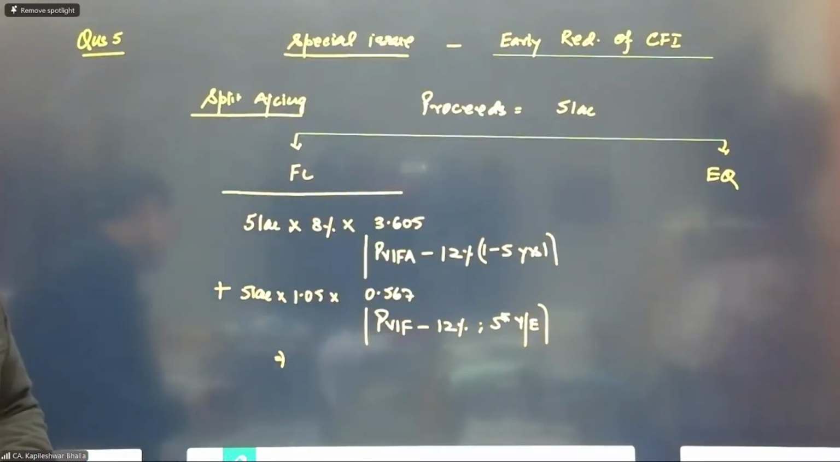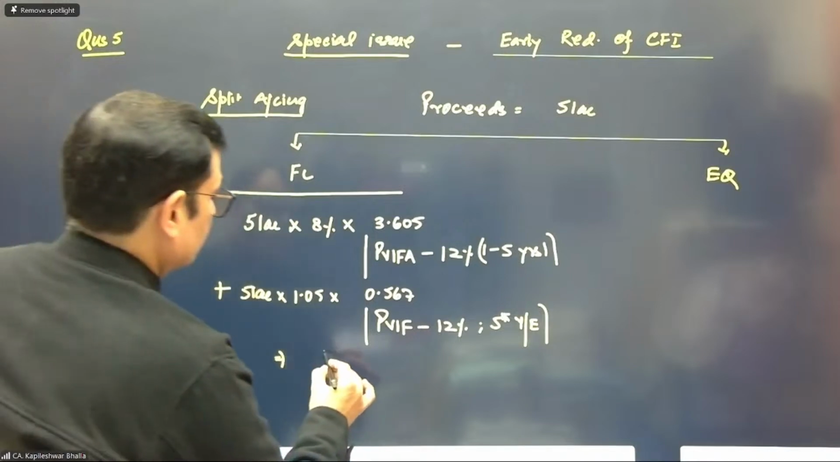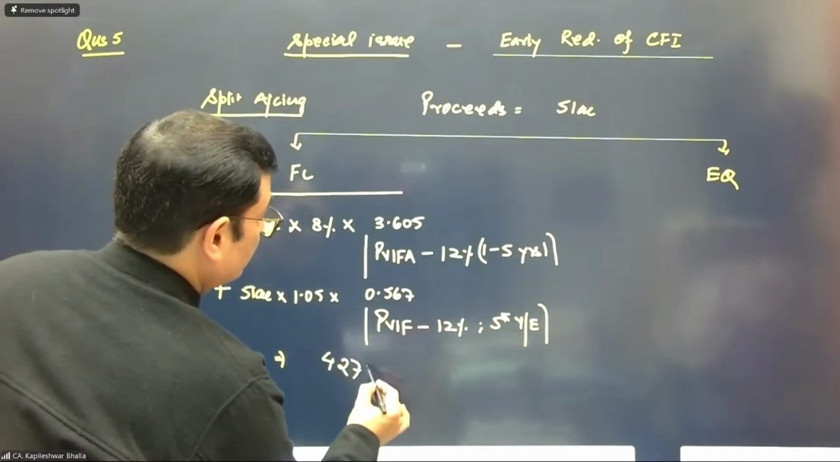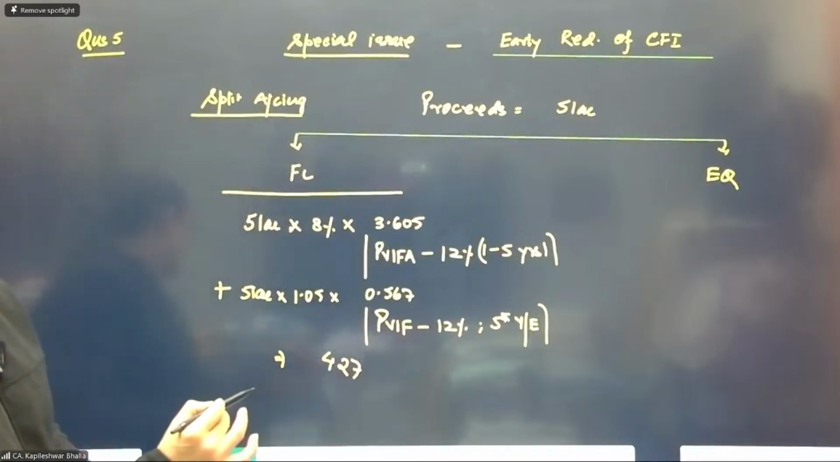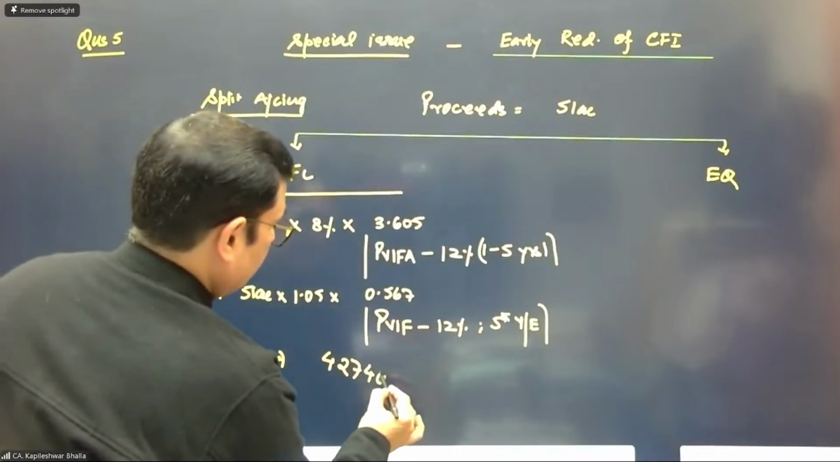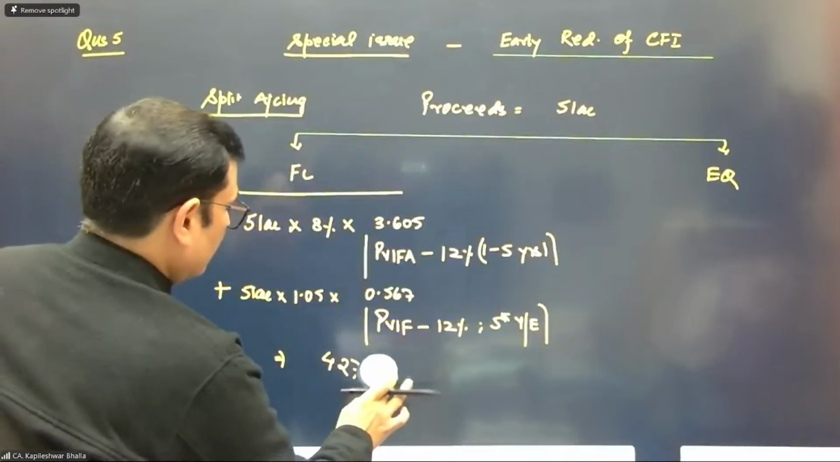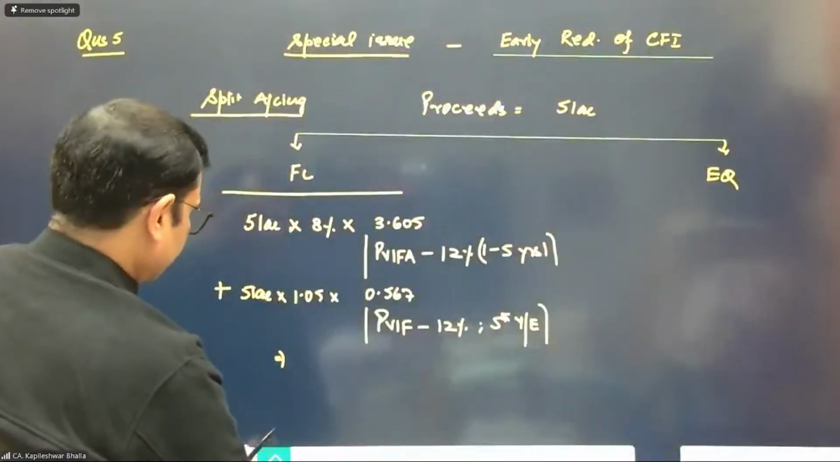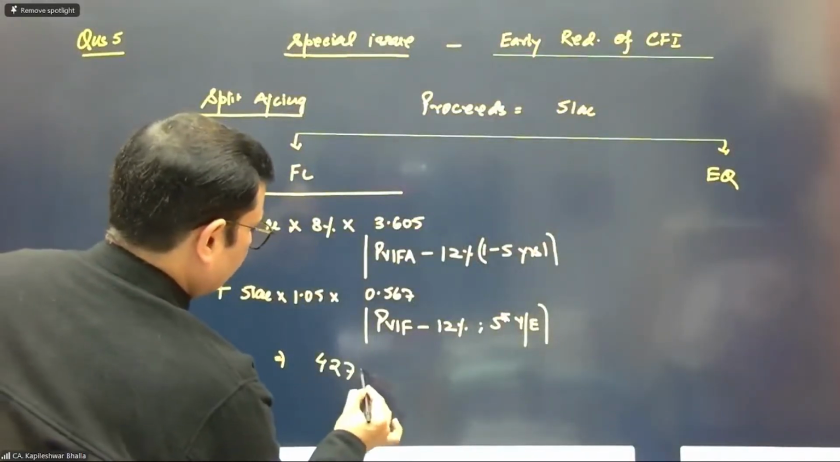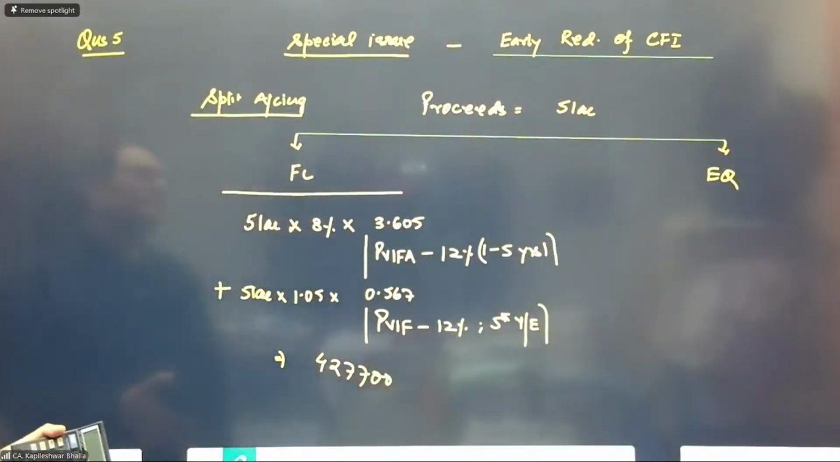Sorry, can you come again with the figure, please? 4,27,700. 4,27,400, right? 700, sir. 700, sorry. So 4,27,700 is the financial liability.